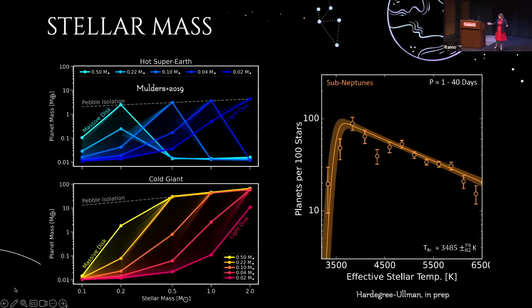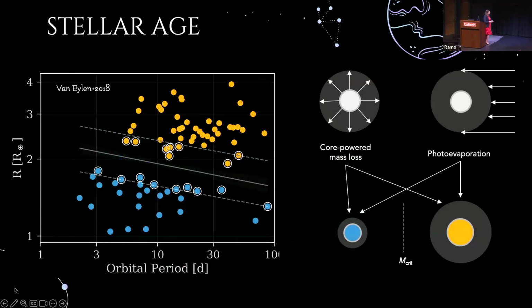TRAPPIST-1 is the smallest star you could possibly be and credibly call yourself a star, and it has 7 rocky planets around it. TRAPPIST-1 is like down here, right? So 2,000-something degrees. So TRAPPIST-1 remains an anomaly, but we do see a turnover. At some point, you do not have enough material to keep making planets, giant planets or small planets.